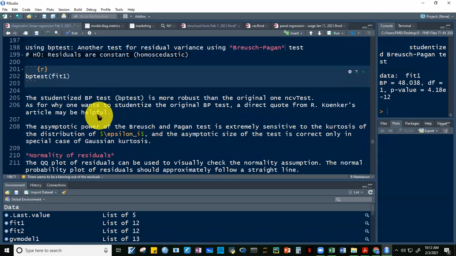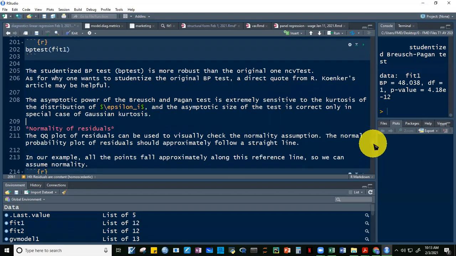But I gave some notes here, no? The studentized BP test, Breusch-Pagan test, is more robust than the NCV test. Si Koenker, isang statistician, sabi niya, the asymptotic power of the Breusch-Pagan test is extremely sensitive to the kurtosis of the distribution of the error. Epsilon, this is your error, di ba? Epsilon sub i. Okay, so sinulat ko lang to as proof, guys, na mas maganda yung BP test compared to the NCV test. Yun lang naman, guys, kung magkakaroon ng conflict, kung iba yung result ni NCV at saka ni Breusch-Pagan.